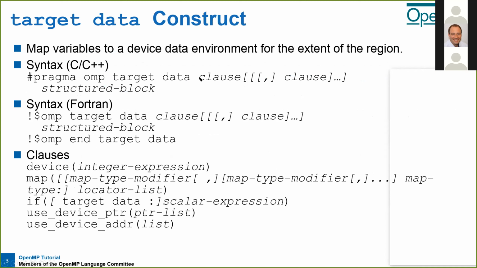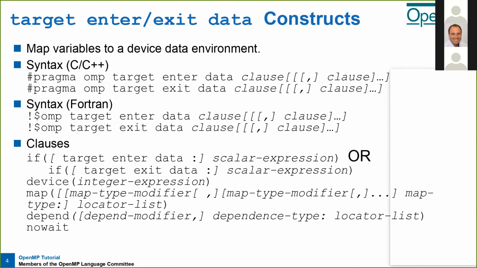So target data spans a data region, so it has a structured block. At the beginning you can do some mapping, and at the end you can do some mapping, very similar to the clauses we discussed in the previous lecture, I believe. With target enter data and target exit data, you can specify mapping at a certain unstructured point in your code. For example, if you have a class in C++ that makes use of the GPU, and in the constructor you want to establish a certain data structure on the GPU, and in the destructor you want to destroy or free this data on the GPU.